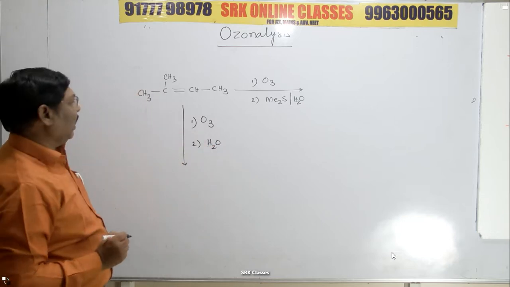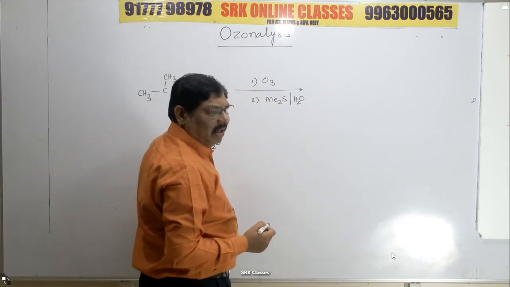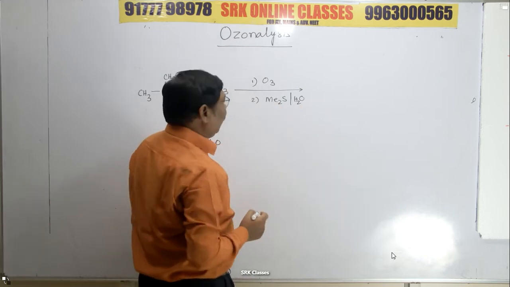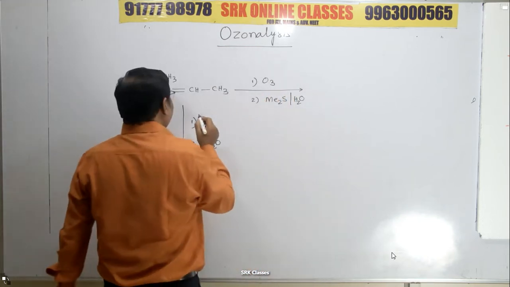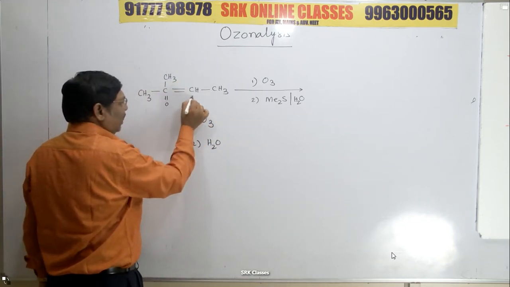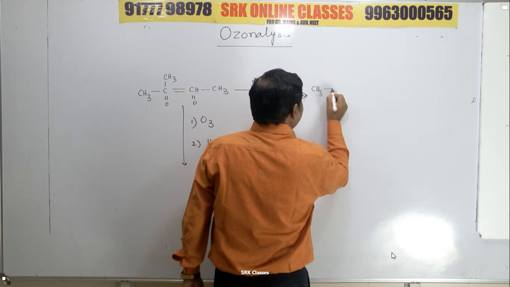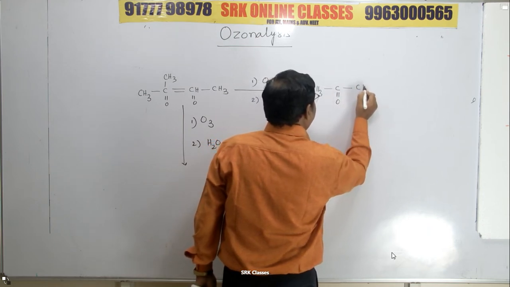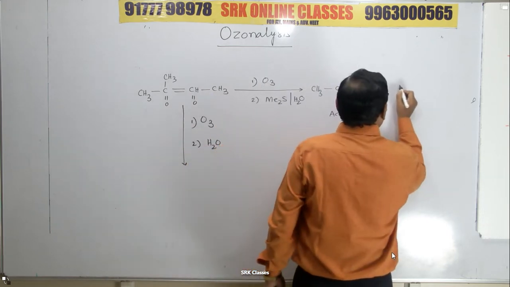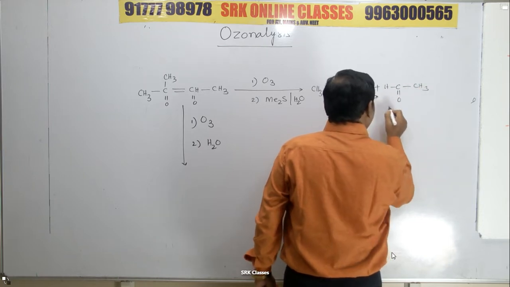Now we write the products here. Dimethyl sulfide functions just like zinc. Zinc and H2O, whatever the products are there, instead of zinc I have taken dimethyl sulfide. Wherever the double bond is there, just cleave the double bond and write oxygens on both sides. These are the products. So first product will be what? CH3-C=O-CH3 is nothing but what? Acetone. Second part is what? CH3-CH=O is nothing but what? Acetaldehyde.